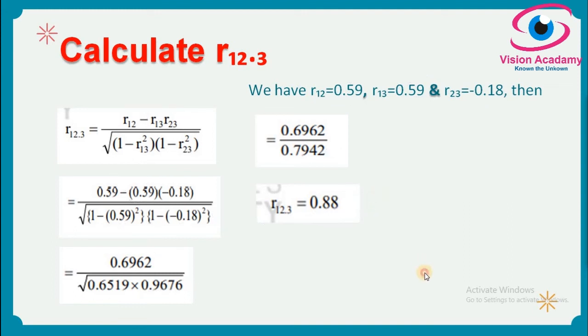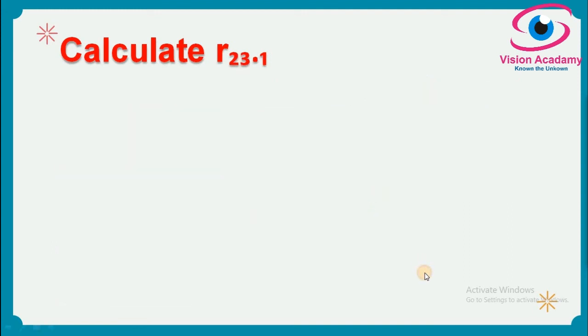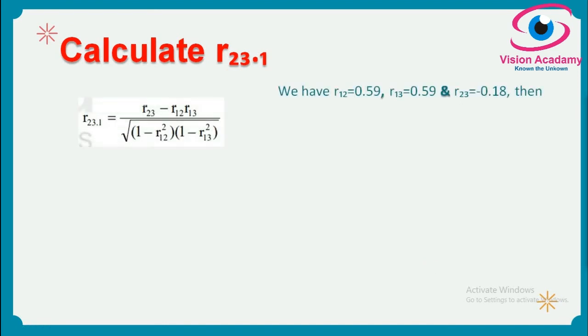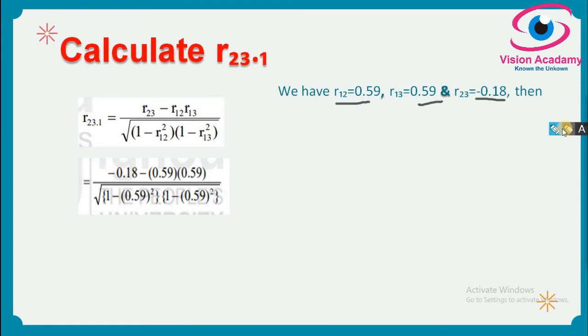So now we shall move on to calculate the other value. The other value here is R23.1. The formula to apply for R23.1 is this, and the required values to apply this formula are also given here. Now I will replace the values in the formula. So firstly R23 here is minus 0.18, a minus value, that is the formula. R12 is 0.59, R13 is also 0.59.